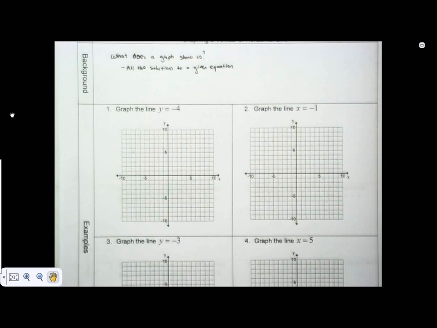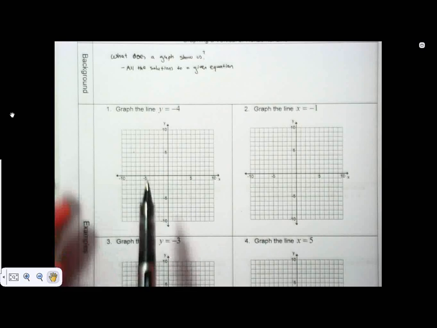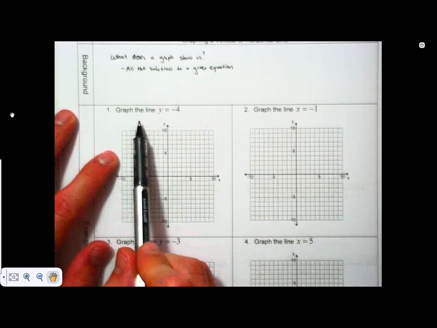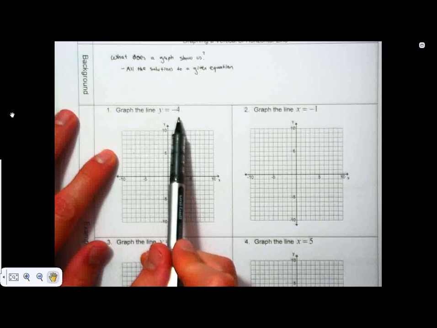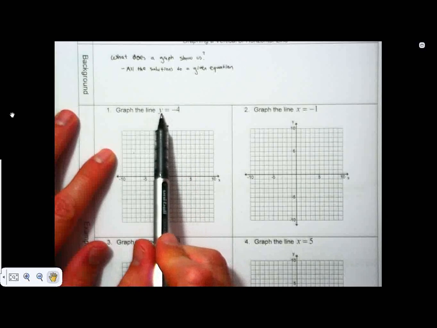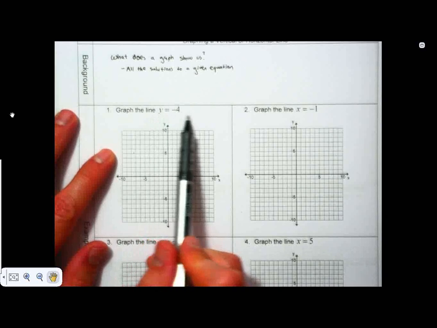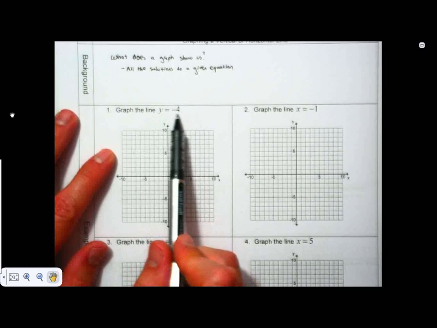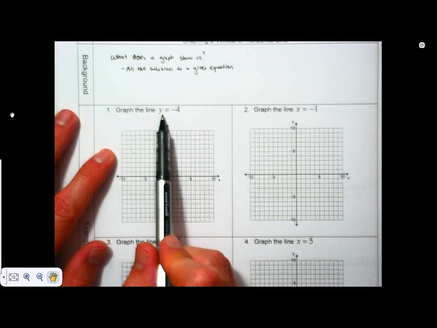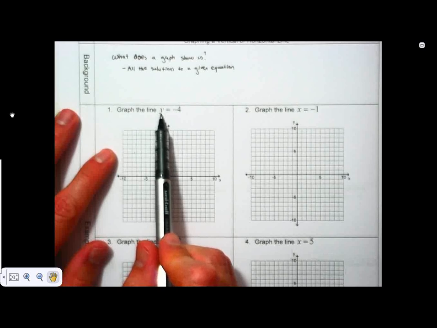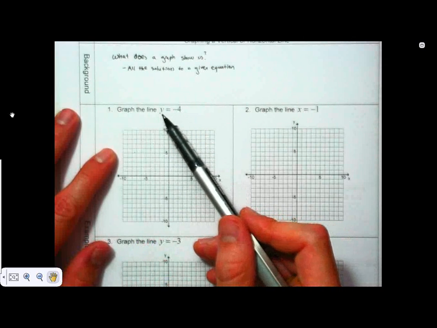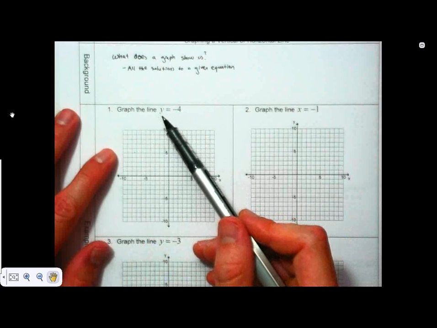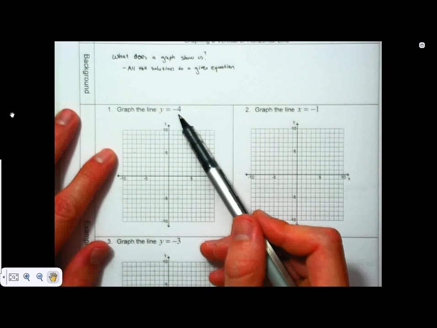So let's take a look at number 1. What I'm supposed to do for number 1 is graph the line y equals -4. What I want you to notice is that you're probably used to seeing y's and x's in an equation, but this one just has y in it. Well, what does y stand for? On a graph, y is your y coordinate. So this says we want to graph all the places where the y coordinate is equal to -4.